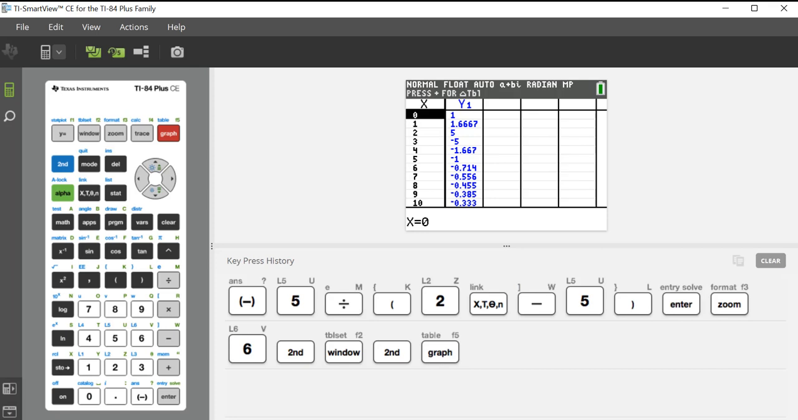0, 1, 2, 5, 3, -5, 5, -1. Those are nice integer values for your X and Y coordinates.